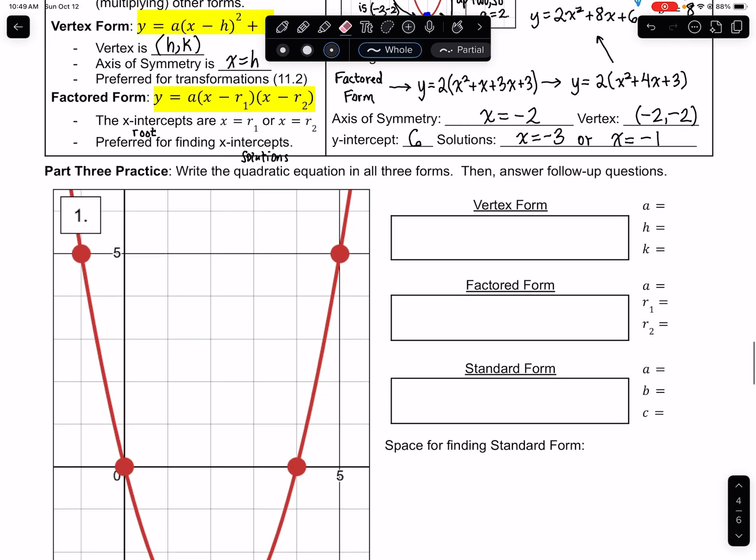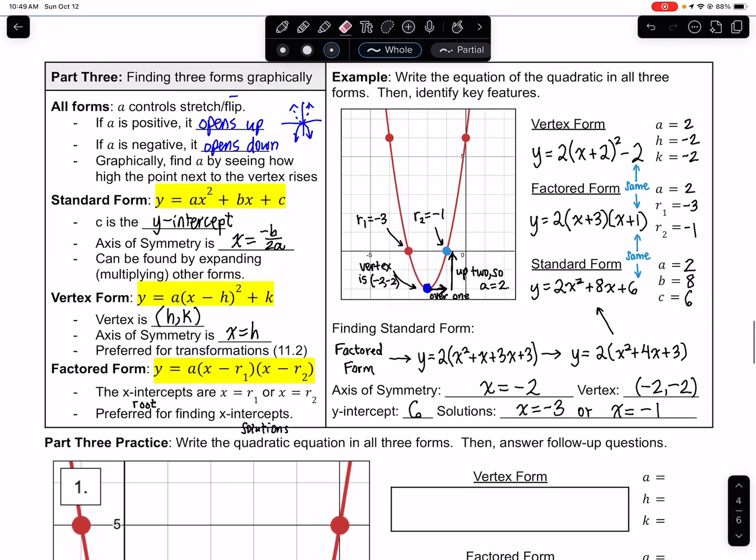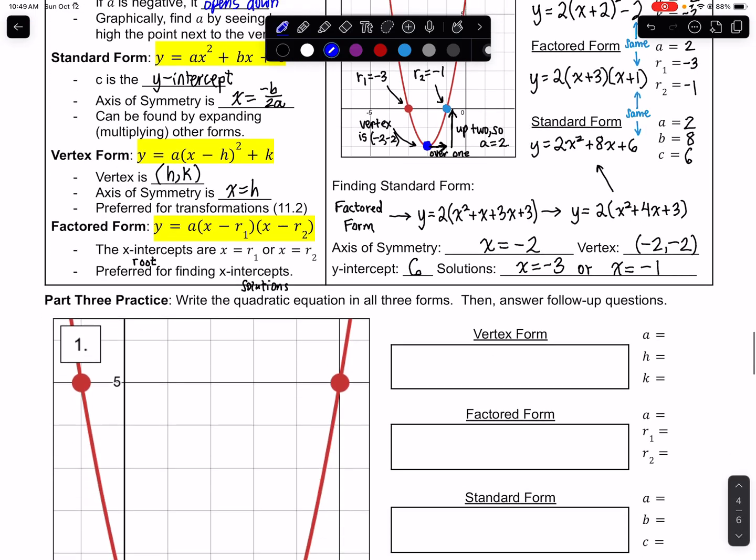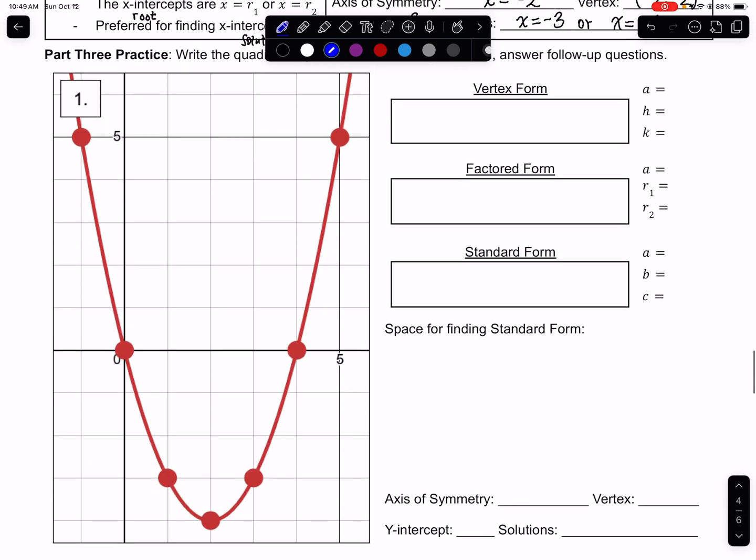So let's just do a fresh problem. Well, we can look down here too quickly. These are just your basic vocab terms. So axis of symmetry, vertex, y-intercept, and solutions. You could even do that part first if you want, because that might give you a little bit of insight into the equation. So let's do that first for this one.